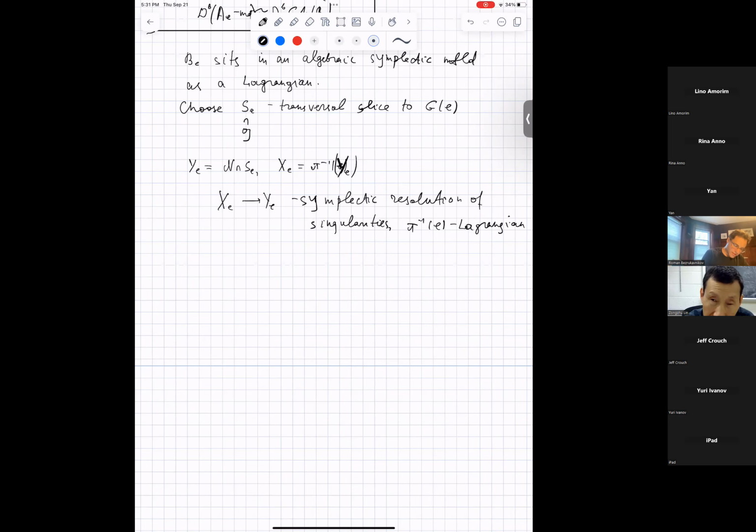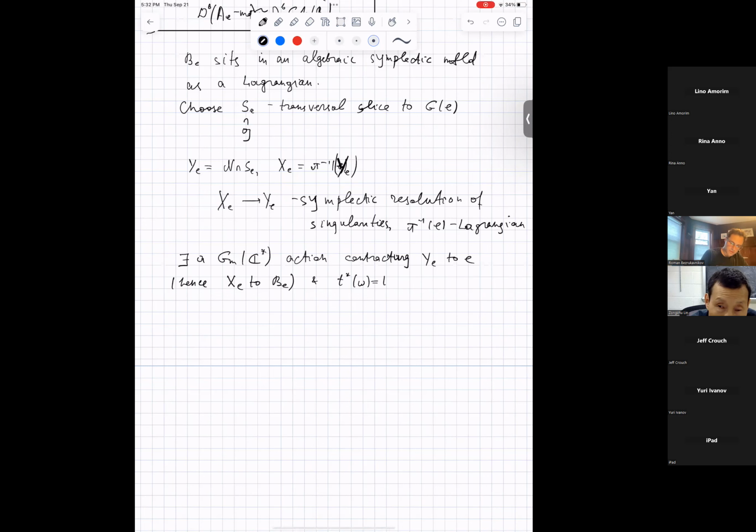So everything is algebraic here, an algebraic symplectic form. There is a C star action contracting Y_E to the point E, and hence, since it has no singularities, it is proper, so hence X_E to B_E, and dilating the form, T star omega equals T squared omega. So this is the main feature.